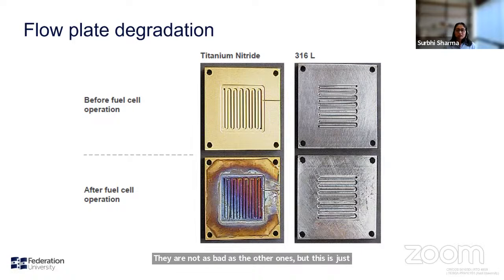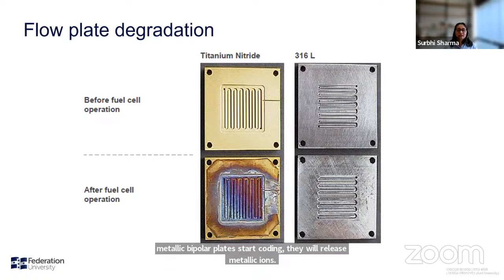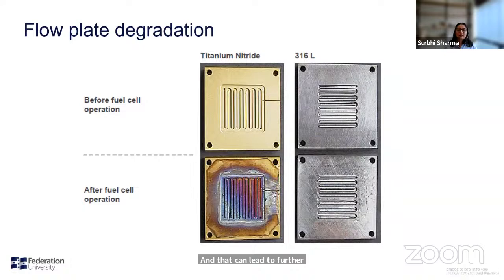There is pitting as well as grooves that get corroded, and that can exaggerate or expand further after continuous operations, leading to further problems, because once metallic bipolar plates start corroding, they will release metallic ions, and that can lead to further catalytic activity or reactions within the cell to damage other components.